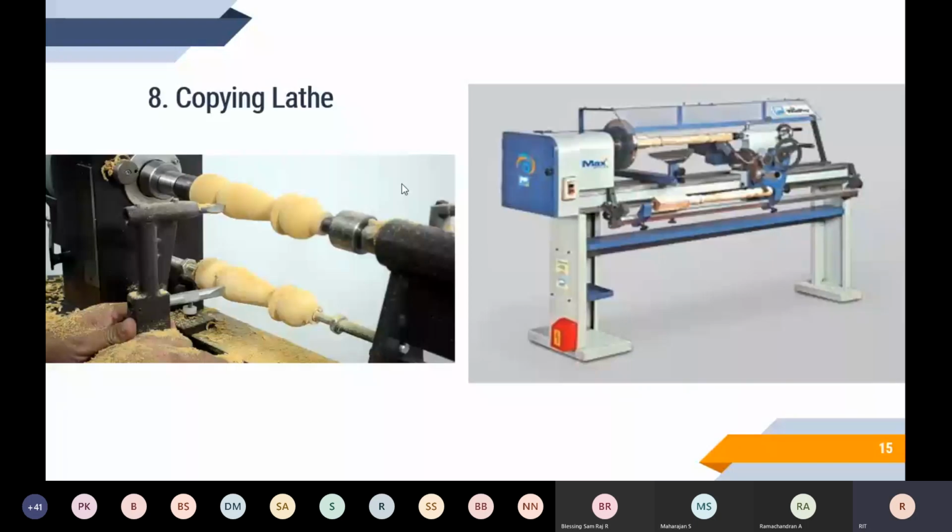Another thing, copying lathe. The tool of this lathe follows a template or masterpiece through the stylus. The stylus is connected to the cutting tool through hydraulic or mechanical power. It's a copying lathe. It's a very easy way to get multiple jobs with similar dimensions.